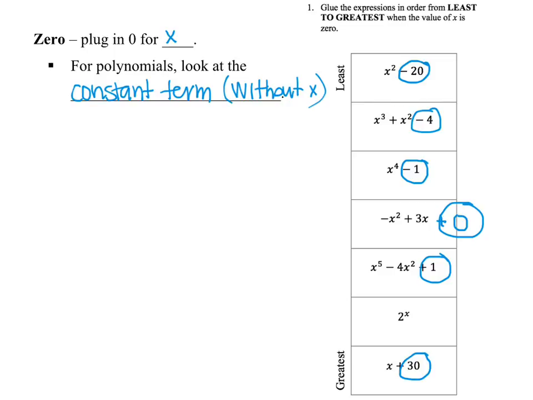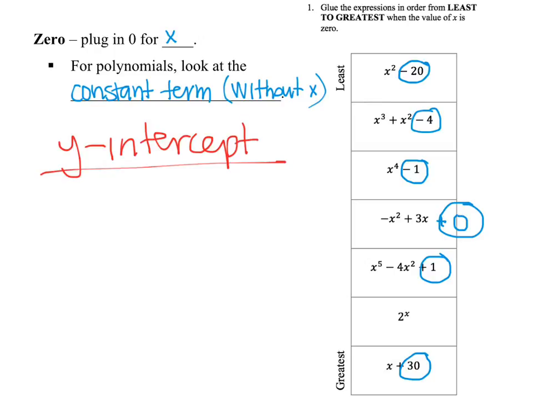When we're looking at 0, this is really the y-intercept. So we are looking to see what is the y-intercept.